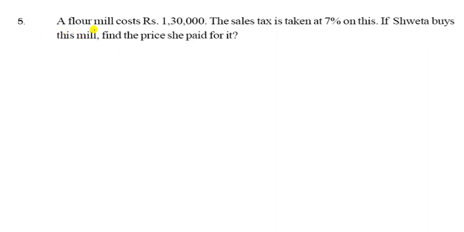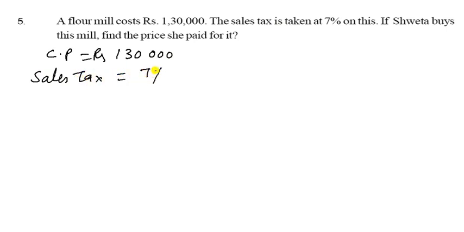The fifth question, the flour mill costs rupees this and the sale tax is taken at 7% on this. If Sweta buys this mill, find the price she paid for it. So the cost price, that is the CP, is rupees 130000, and the 7% of sale tax. So you can calculate its sale tax.